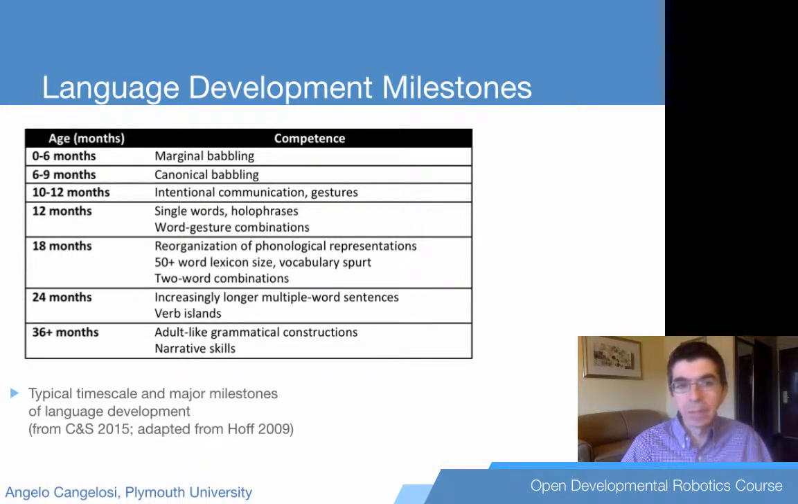And of course, by the 24th month, the child has richer linguistic and syntactic capabilities. Tomasello shows the concept of verb islands. So verbs are grouped thematically and then syntactically, and later you get more adult-like grammatical constructions. In this lecture, you will see examples that focus on canonical speech and phonetics, others on single words, and then gradually on multi-word combinations and so on.